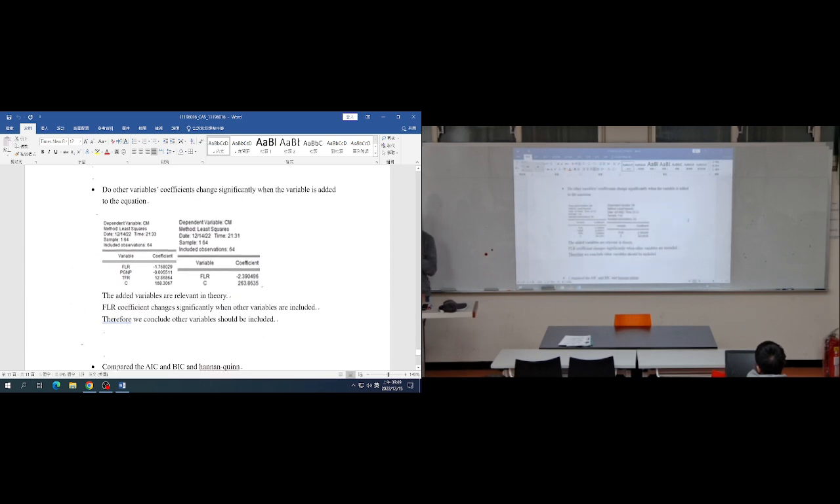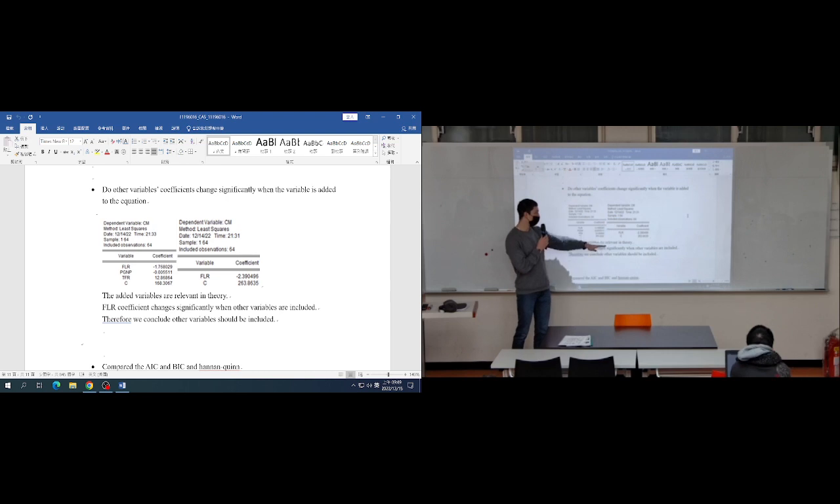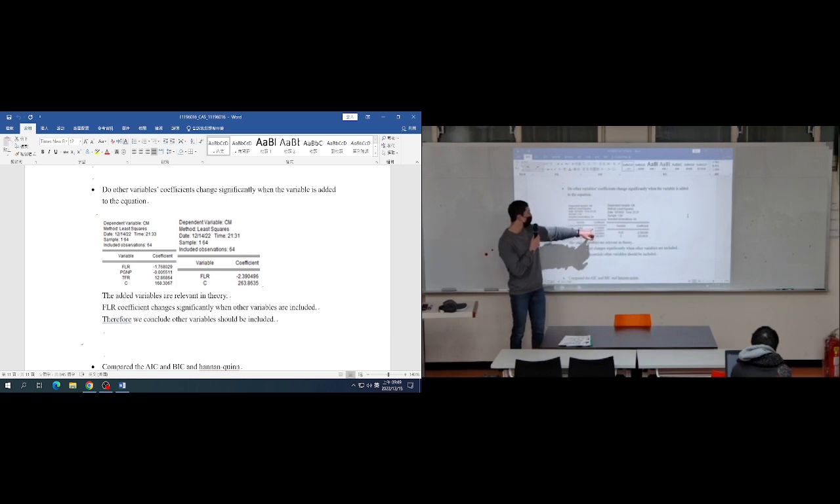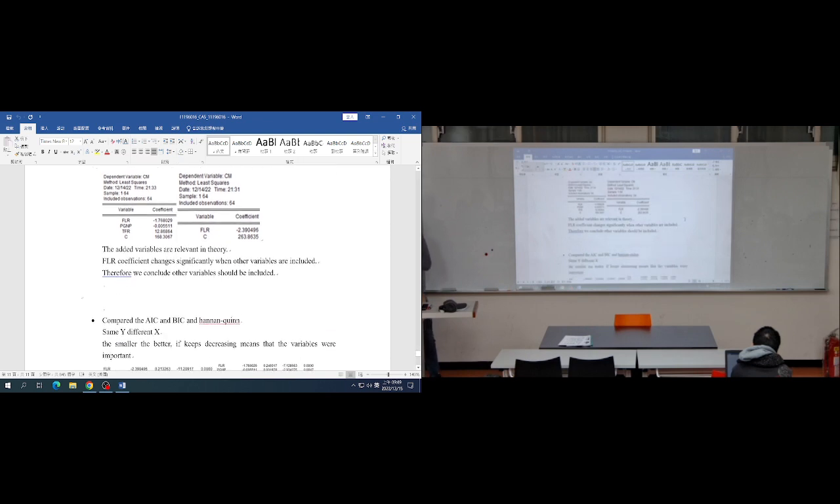Then next, do the actual values of the coefficient move significantly when we add other variables? We go from minus 2.3, or even minus 2.4, I could say, to minus 1.76. All right. So that's quite a big move, I would say, relative to the first value. So let's say that we also conclude other variables should be included, because the FLR coefficient changes significantly when they are added.